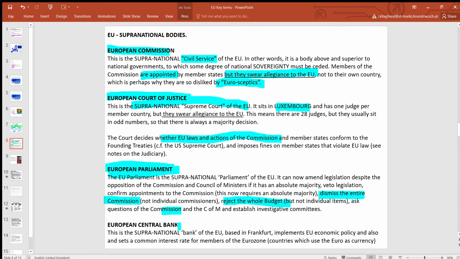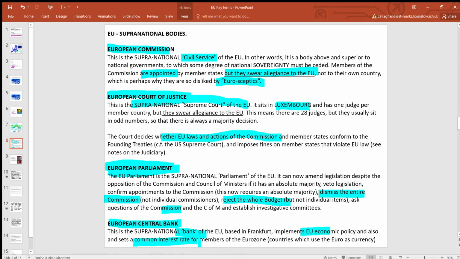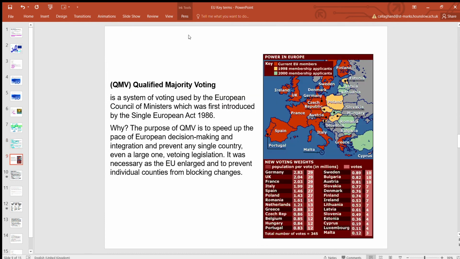And the one I didn't mention in the previous slide is the European Central Bank, because countries who join the euro sign up to the European Central Bank as well. This implements EU policy and sets a common interest rate for members of the Eurozone, countries which have joined the Euro, which of course the UK never joined, which is why we have the independent Monetary Policy Committee in the Bank of England that sets our interest rates. But it does rob countries of a fair degree of economic sovereignty or independence, those that are in the Euro. So these are the supranational bodies.